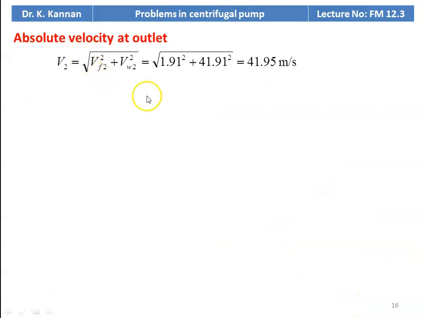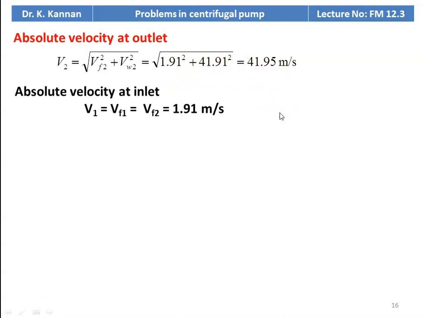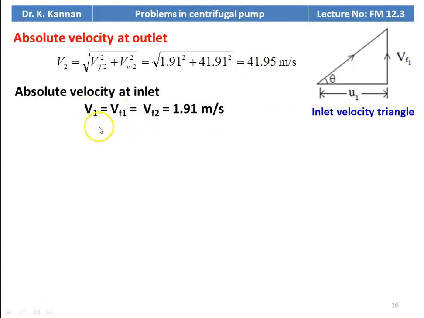And the absolute velocity at the outlet, referring to the velocity triangle, V2 equal to square root of VF2 square plus VW2 square, which is 1.91 square plus 41.91 square equal to 41.95 meters per second. Absolute velocity at the inlet, V1: VF1 equal to VF2, and V1, the absolute velocity, equal to VF1. Flow velocity is equal to absolute velocity, which is 1.91 meters per second.